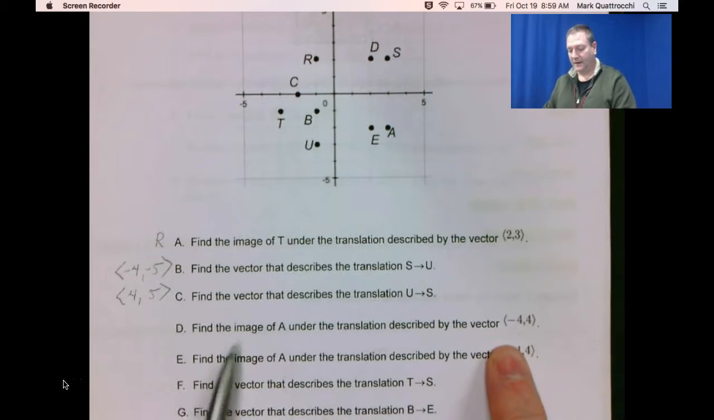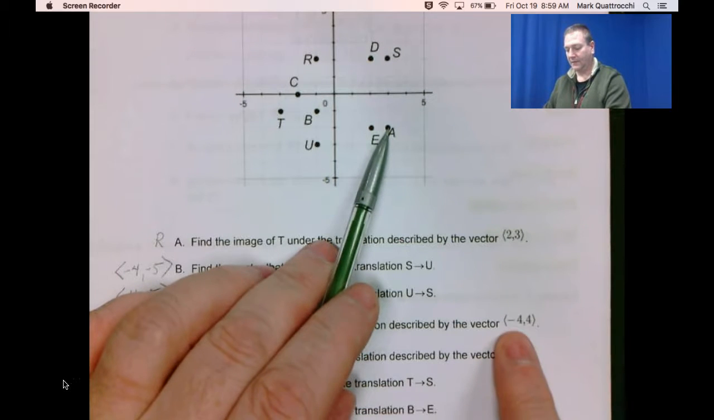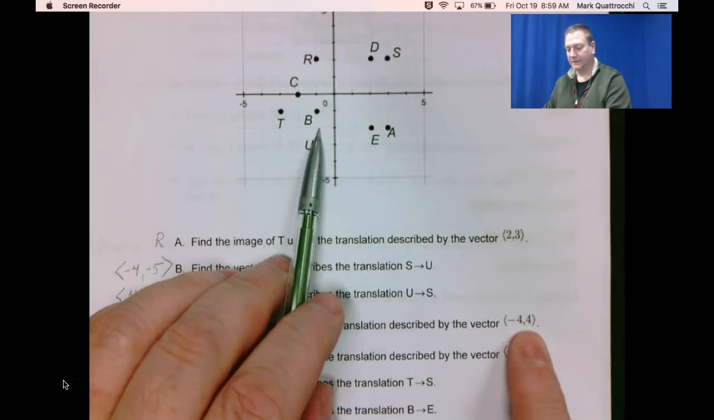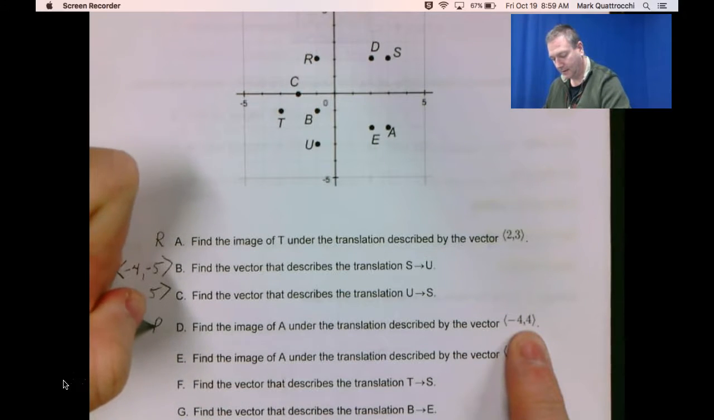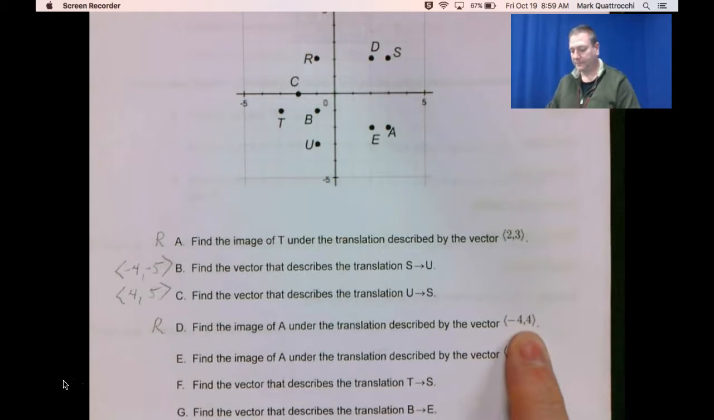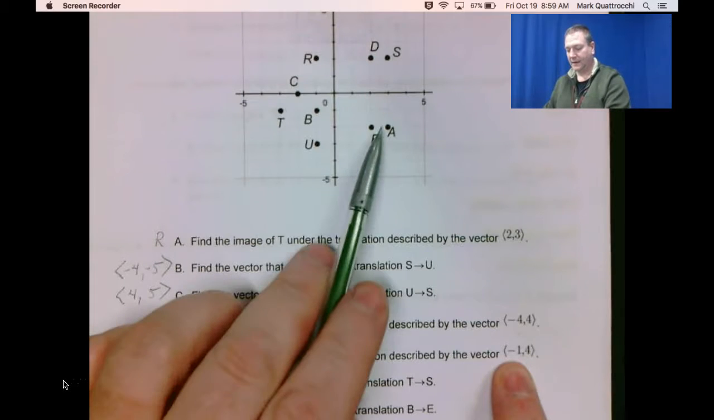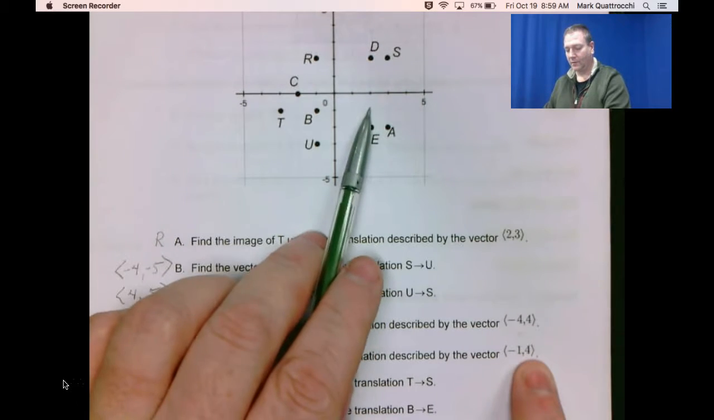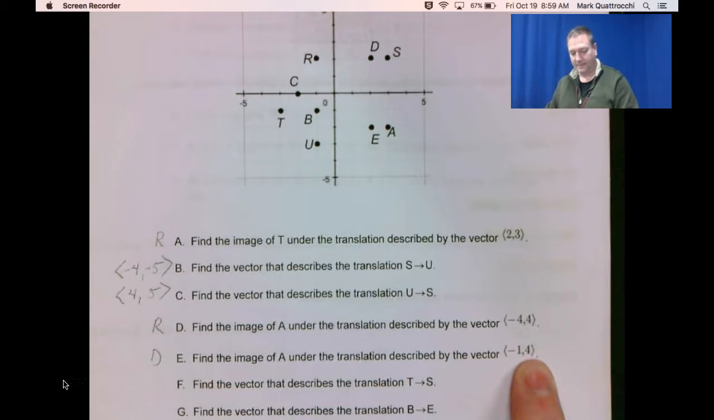Okay. Find the image of A under the translation <-4, 4>. So here we are at A. -4 is 4 spaces to the left, 1, 2, 3, 4. And a +4 up, 1, 2, 3, 4. And we are back at point R again. Part E. Describe the image of A under the translation <-1, +4>. So we'll go to the left 1, up 4, 1, 2, 3, 4. We end at point D.